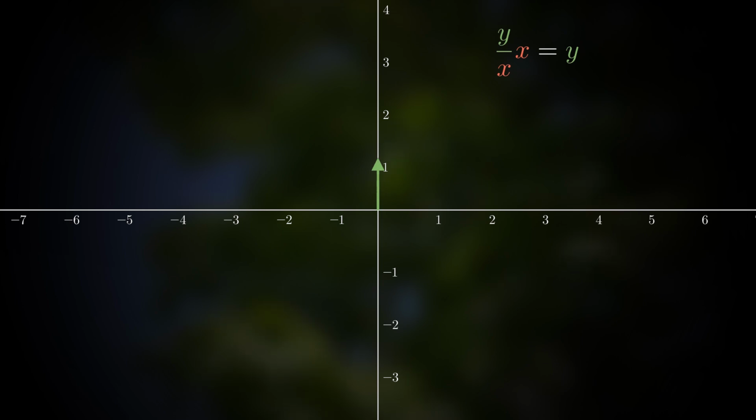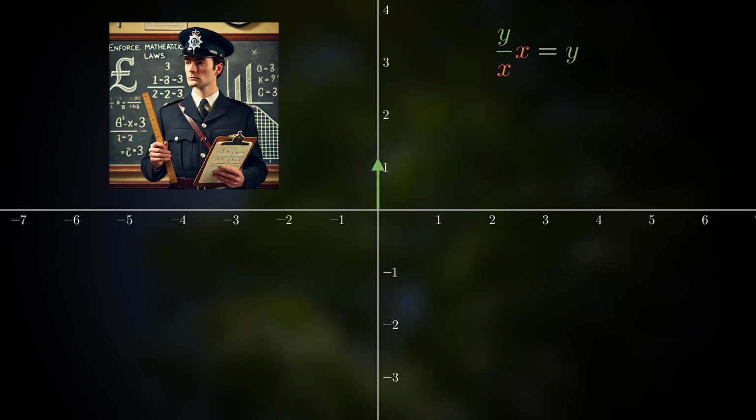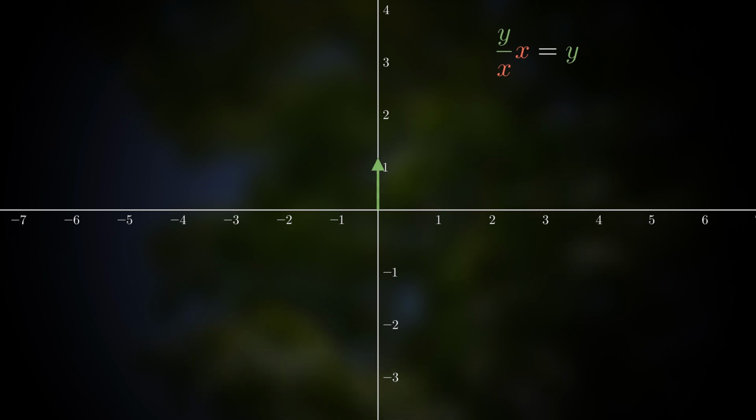1 over x is just a concept we invented as an inverse of x. When they are multiplied together, they result in 1. Then y times 1 is just y. This might seem kind of arbitrary, but who's gonna stop us? Math police? We can do whatever we want in the process of invention. By the way, from now on, I will be writing 1 over x as x bar. It's the exact same thing, it's just less cluttered, and it makes the order of operations clearer.